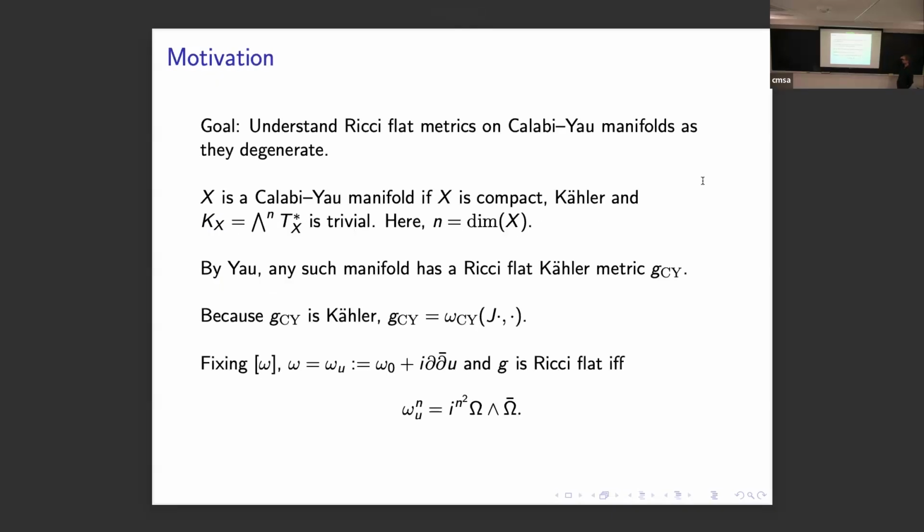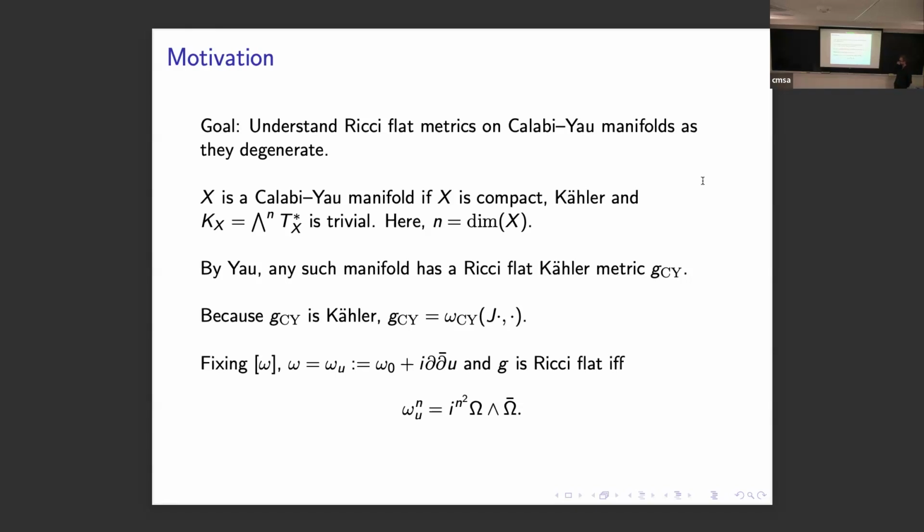So the motivation is to understand Ricci flat metrics on Calabi-Yau manifolds, and in particular as they degenerate. Just some brief repetition here. A Calabi-Yau manifold is a compact Kähler manifold whose canonical bundle is trivial. So this is the exterior power of the holomorphic tangent bundle, and n is the dimension of X. And Yau shows us that such manifolds have a Ricci flat Kähler metric.